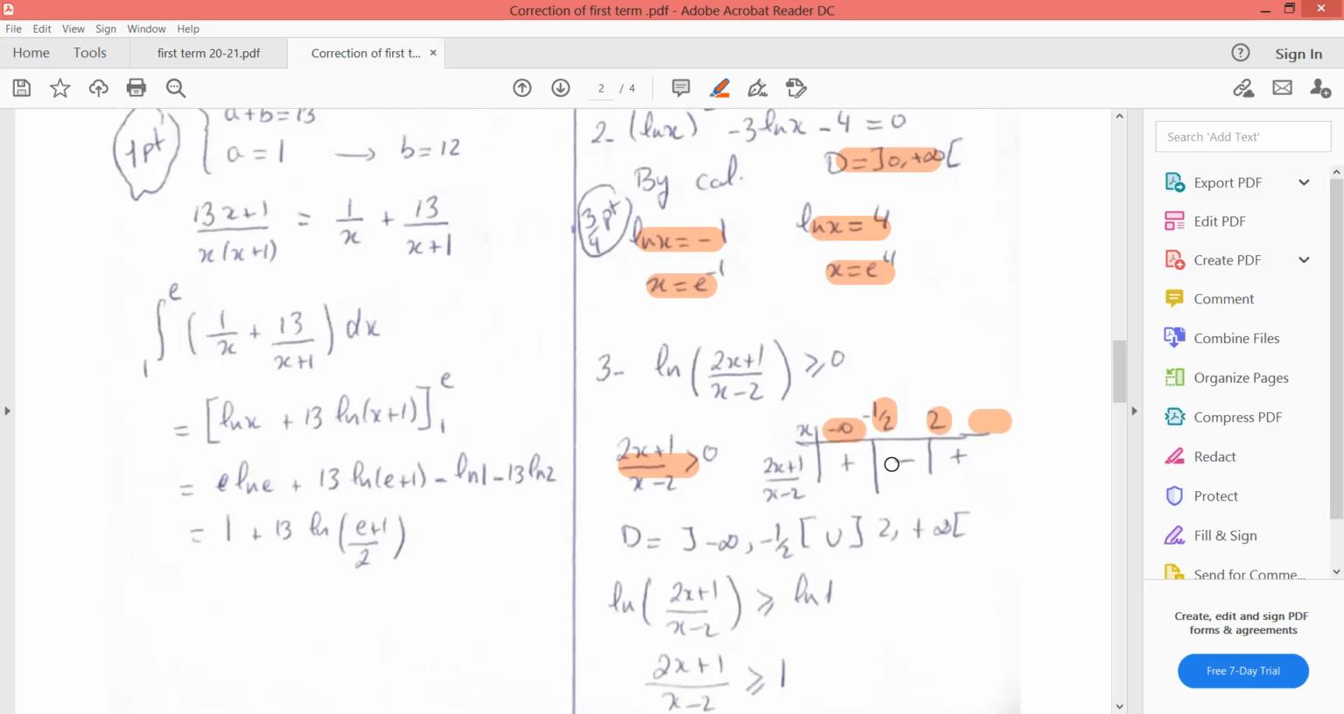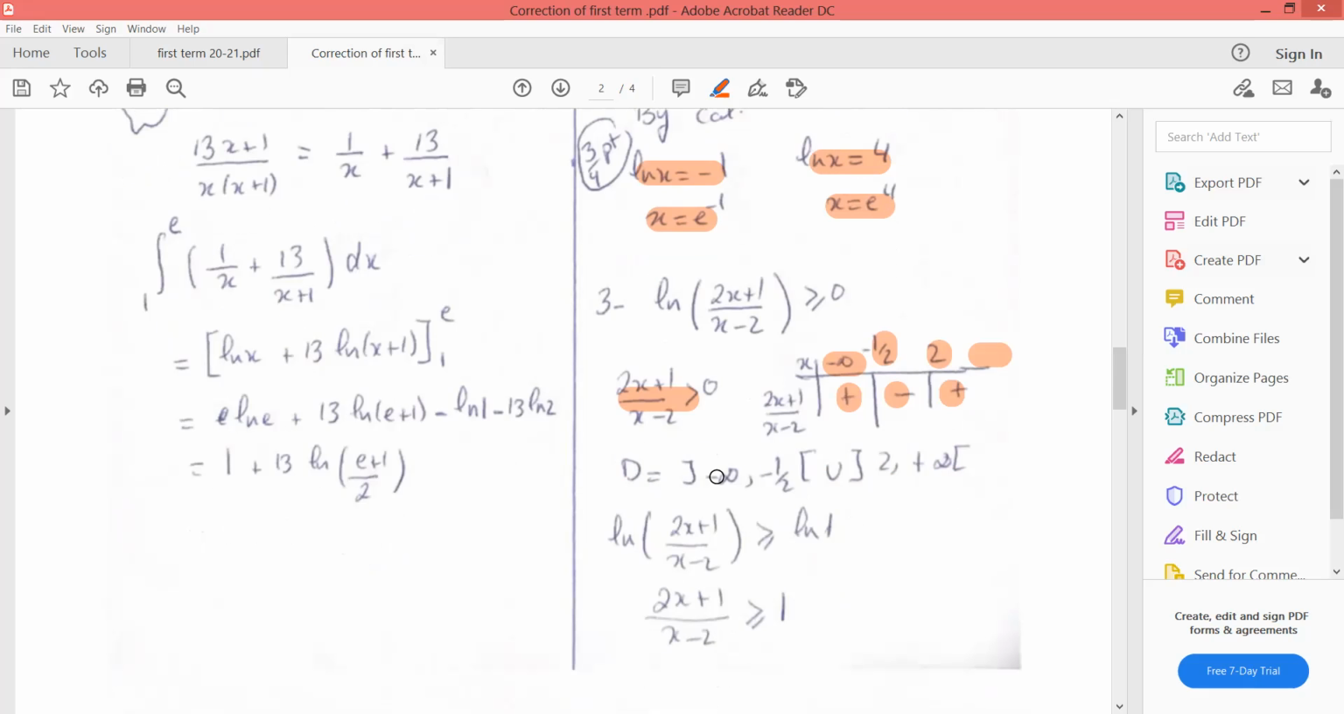In the sign table from minus infinity to plus infinity, we get positive, negative, positive. We can take 0, for example. 0 is between minus half and 2. If we put 0, we get minus half, so it is negative here, positive, positive. We need (2x plus 1) over (x minus 2) positive, so the domain of definition is minus infinity to minus half union 2 to plus infinity.